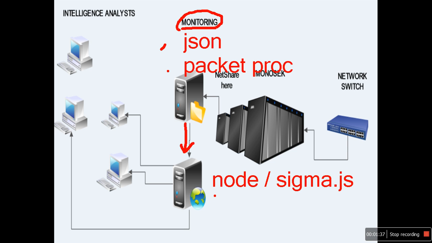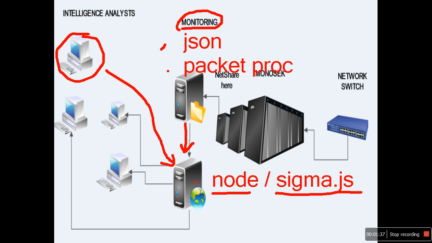As Chirag told me, I think as far as I know, Node will be used to run the web server and Sigma will generate the graph, which will be visible to these intelligence analysts looking only at this web server, the web server here. So the graph will be visible to them.